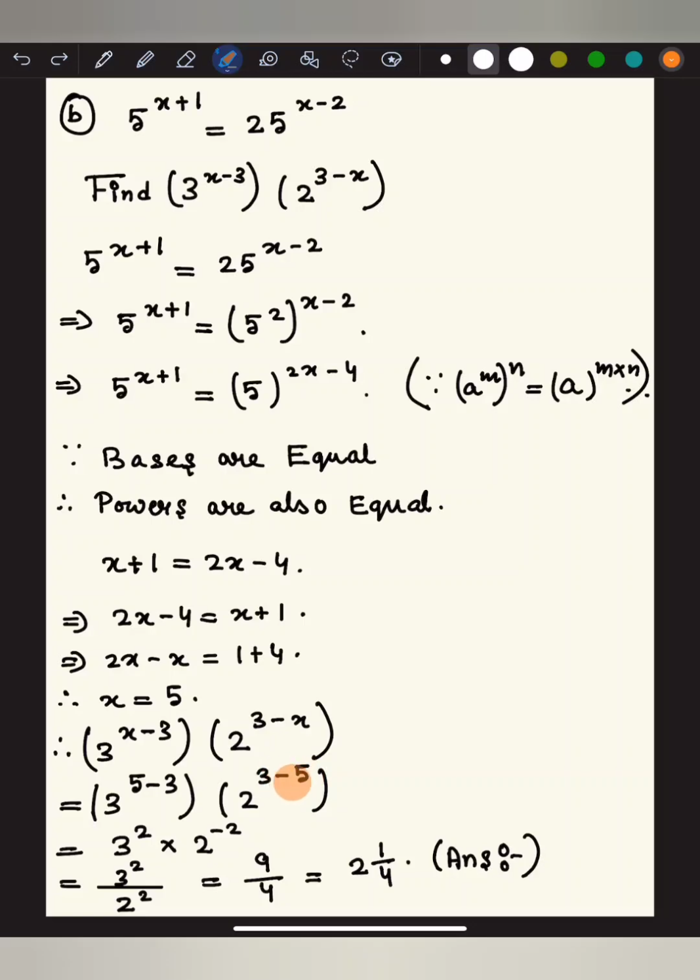So 3 to the power 5 minus 3, which is 3 to the power 2. So 3 square into 2 to the power 3 minus 5 is minus 2. So 2 to the power minus 2, which is equal to 3 square by 2 square, which is equal to 9 by 4, which is equal to 2 whole 1 by 4. So this will be our answer, right?